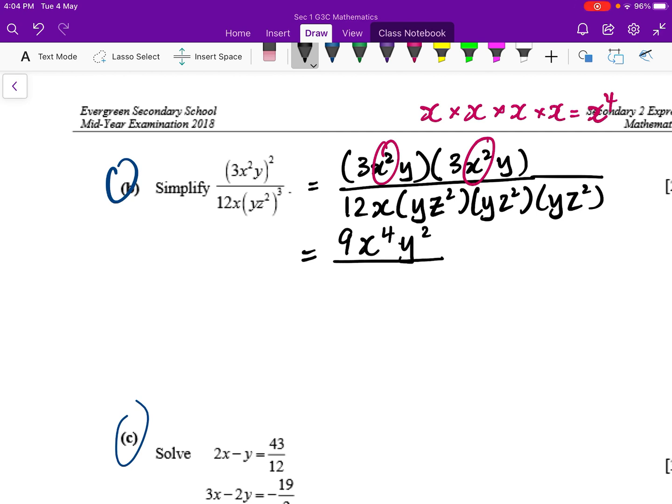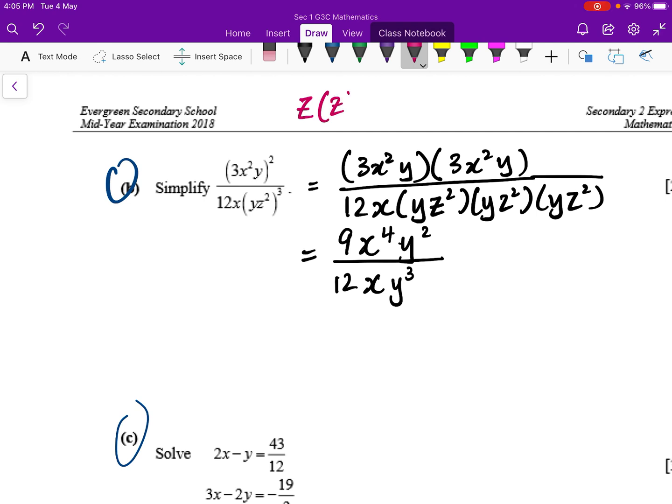Let's move on to the denominator. Same thing, we start with the number. The number is 12. Nothing to change over there. Next, we have x, only one x. So put it down. We have y times y times y. So we have y cubed. Then we have z squared times z squared times z squared. So what that means is that we have z square, which is z times z, times another z square, times another z square. So total we have z to the power of 6.